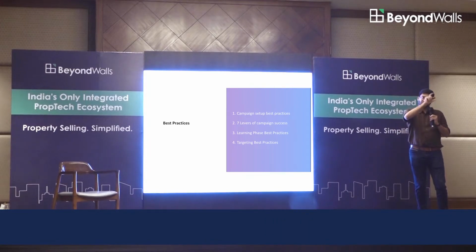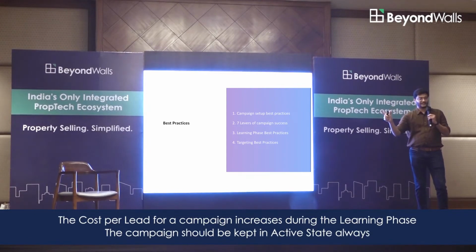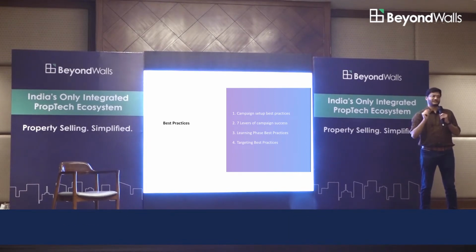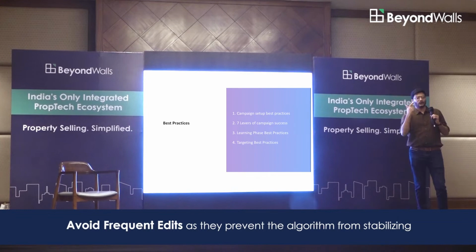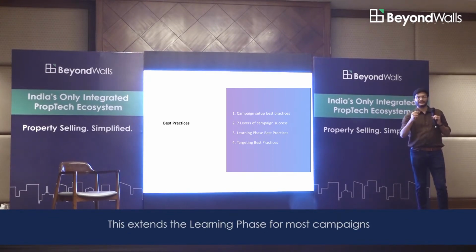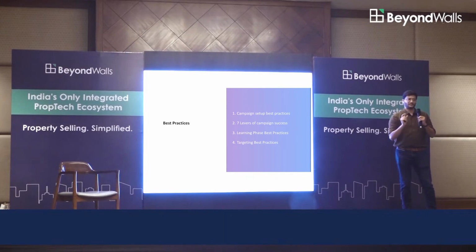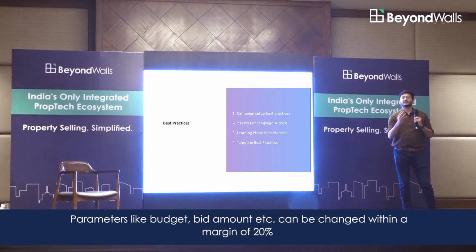The moment the algorithm learning phase expands or extends, the cost per lead actually goes up. So all our efforts will always be to keep the campaign or the ad set in the active state. Don't make frequent changes. A lot of changes made in a very short span of time will not let the algorithm stabilize. That is the reason we've also seen the learning phase and learning limited being longer for most projects. Moving the ad set from an active state to the learning phase can be quantified in some aspects: up to the tune of 20% is okay within a day.